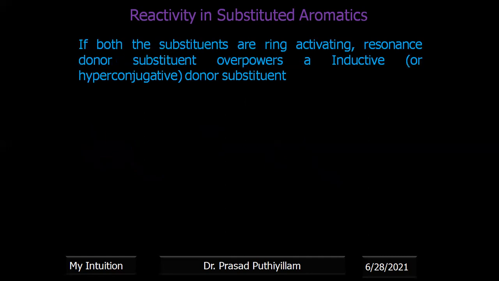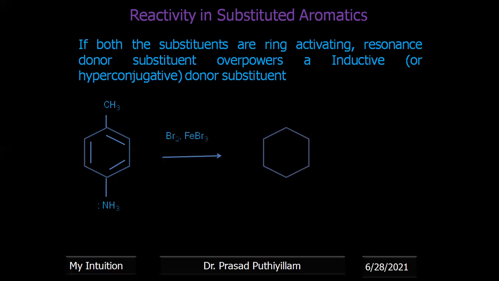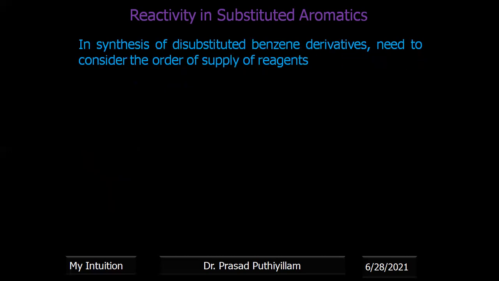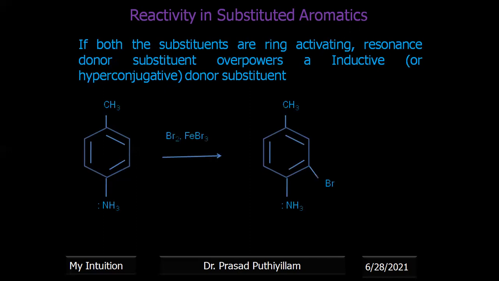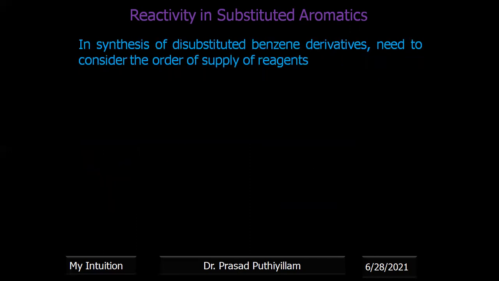If both the substituents are ring activating, a resonance donor substituent overpowers an inductive or hyperconjugative donor substituent. That means, for example, if one has an inductive effect and the other has a resonance effect, the resonance effect takes preference. That example is already given. So in the synthesis of a disubstituted benzene, all these effects apply. You can pause the video and note it down. It is already explained. Take another example.